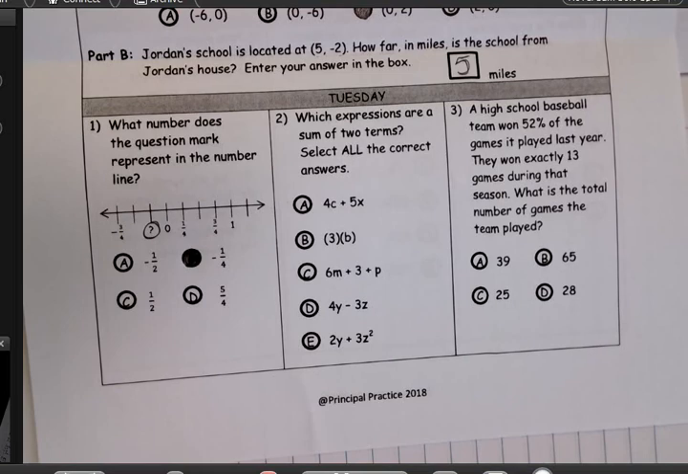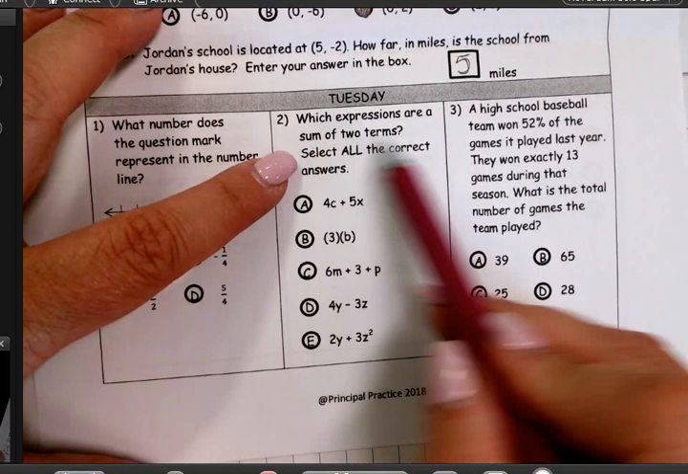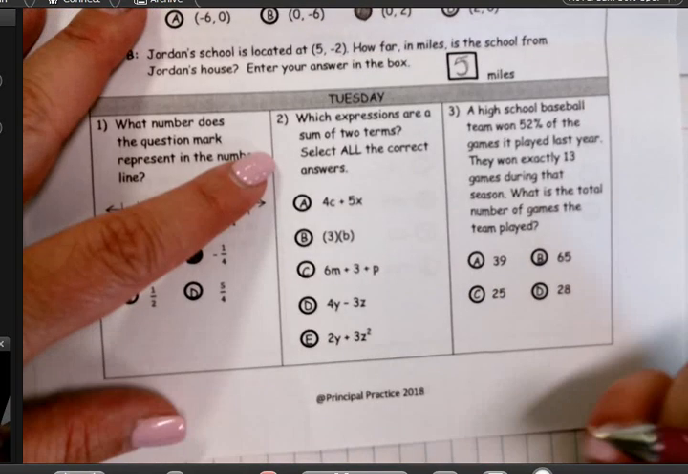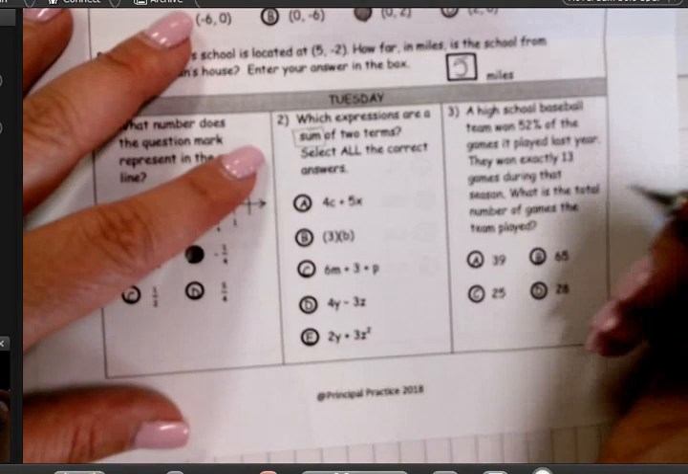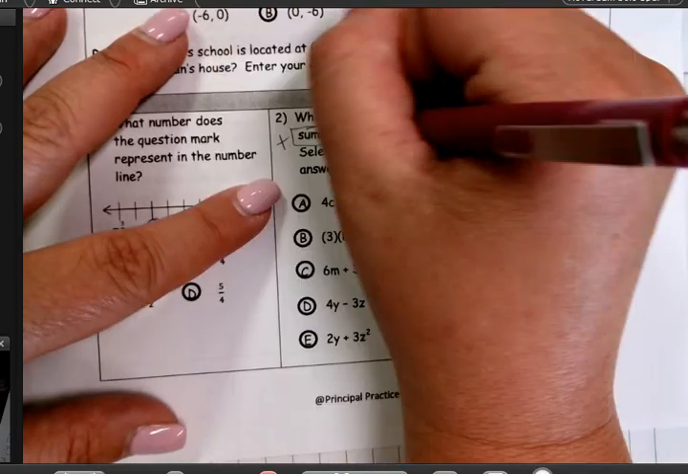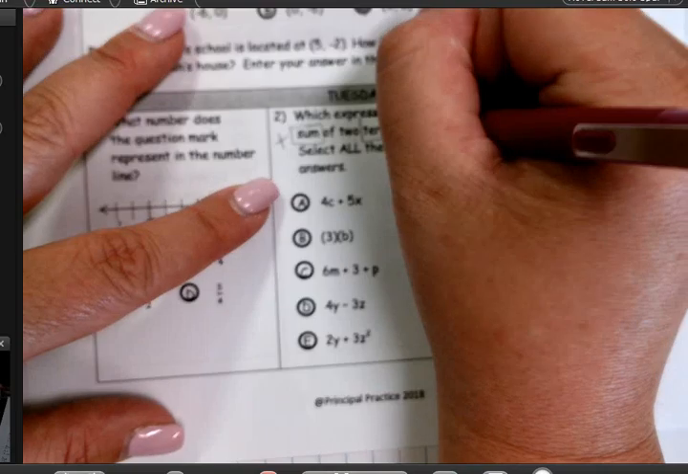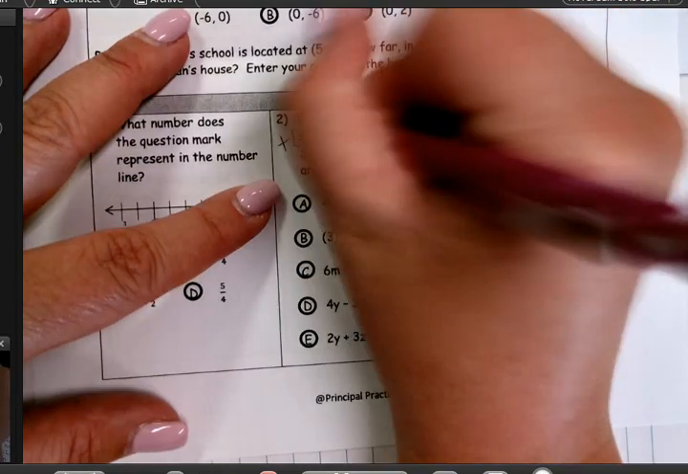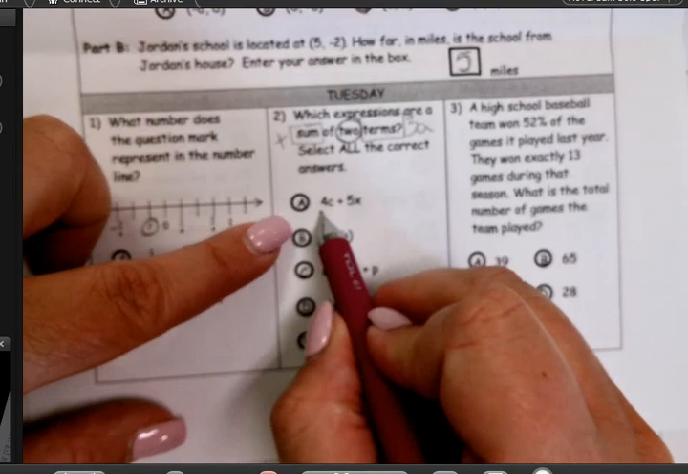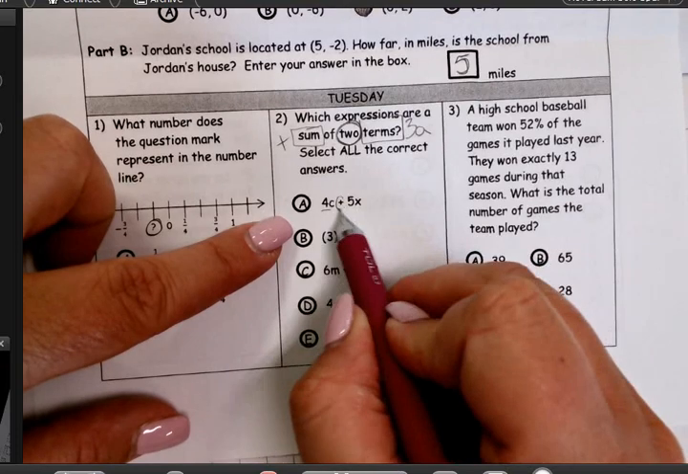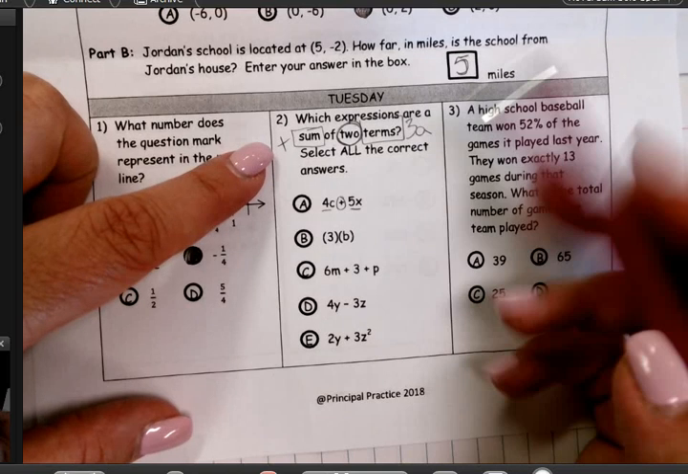Okay? So this one says, which expressions are a sum of two terms? So what are the key details that you need to know? A sum means what? Addition. And terms means what? It can be a coefficient and a variable, right? And how many are there? There are 2. So AC is a term. I'm adding, and 5x is a term. So does it meet those qualifications? Yes.